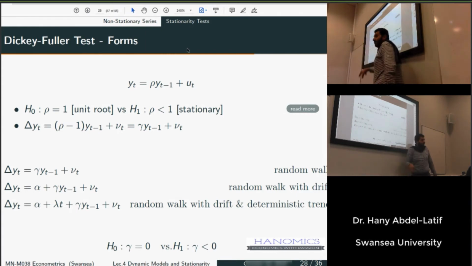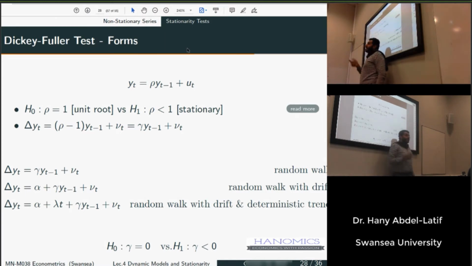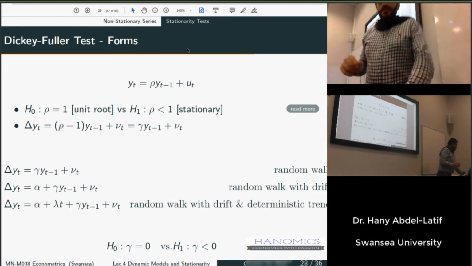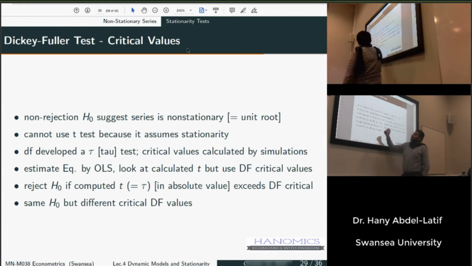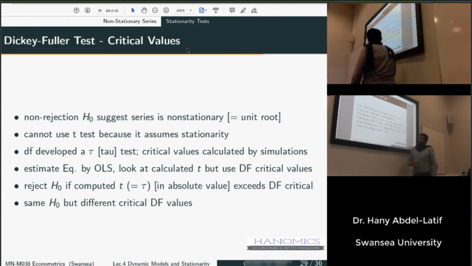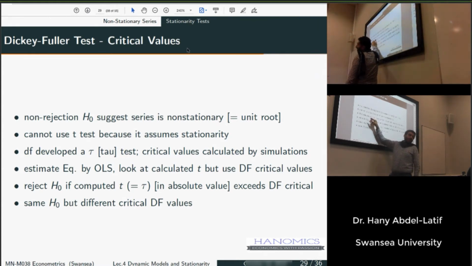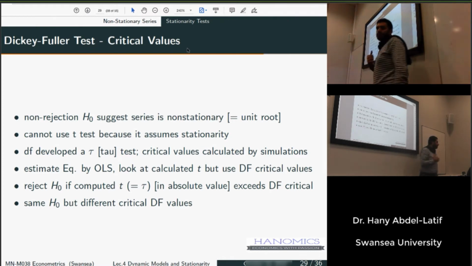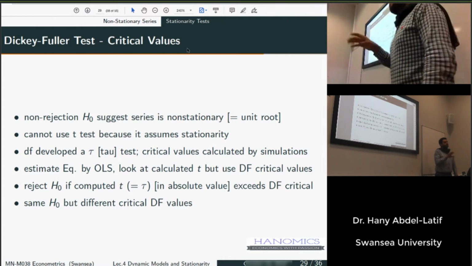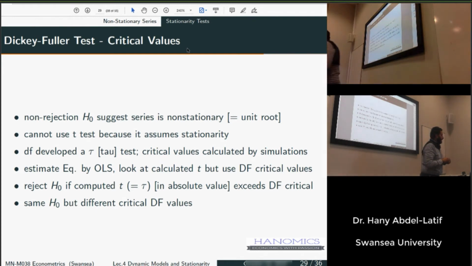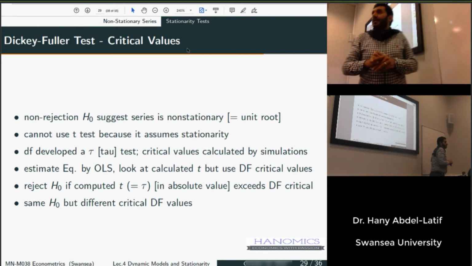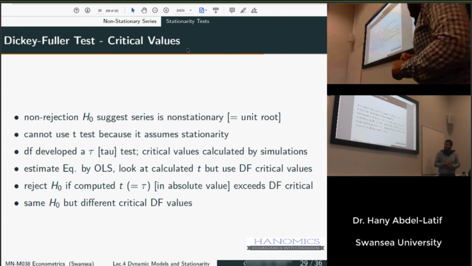So what you have here, you take the test statistic, and then you compare this with critical values that are produced by simulations that are provided by Dickey-Fuller, and they call this statistic or this test the tau test, and they provide their own critical values. And most software gives you these critical values, so you don't really have to worry about how to generate or how to obtain these critical values.